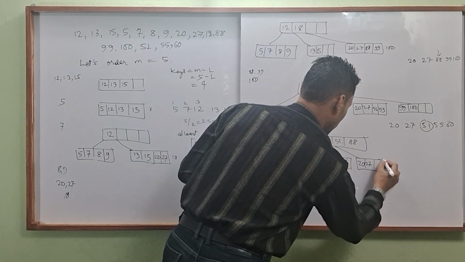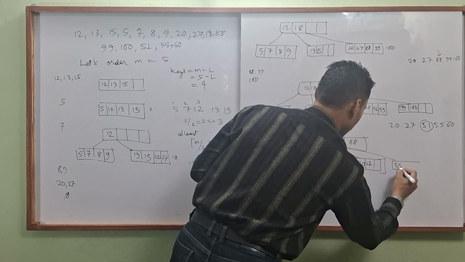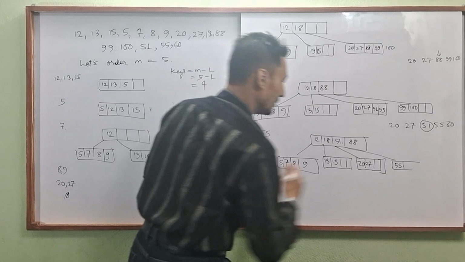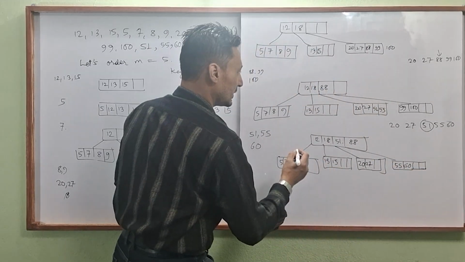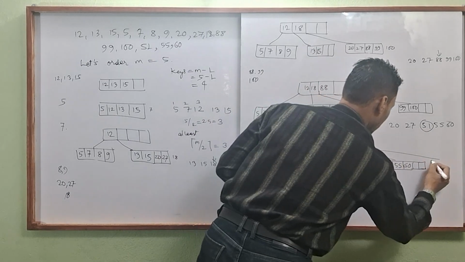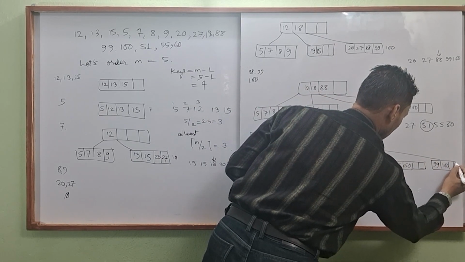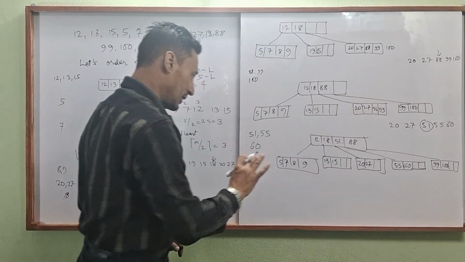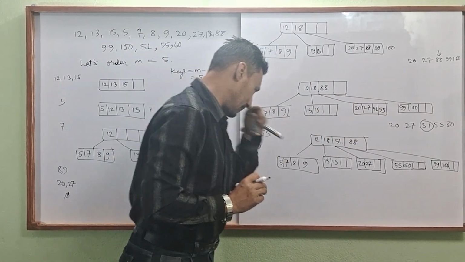Now we are having 55. 55 is greater than 51, so it will be here. Then what is the other value? That is the 60. Now the values greater than 88 will be here, 99, 100. Okay, fine. Now up to here, fine. Root is full now. Now let's take one more value.